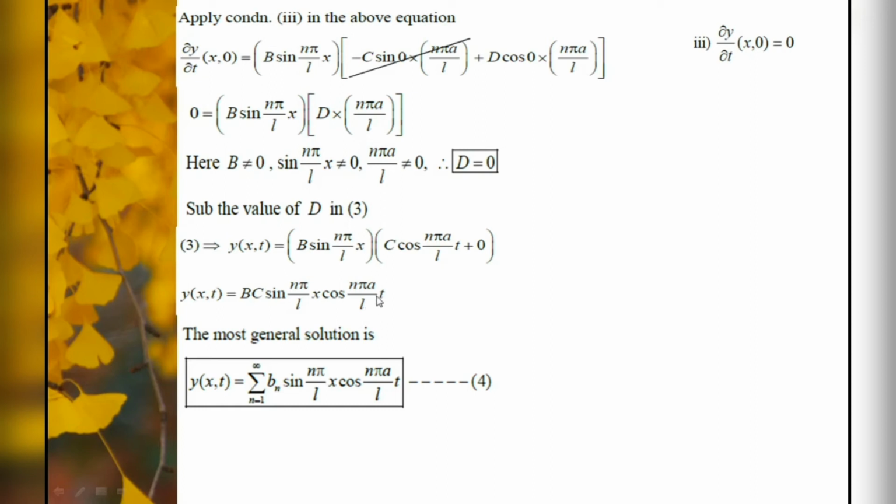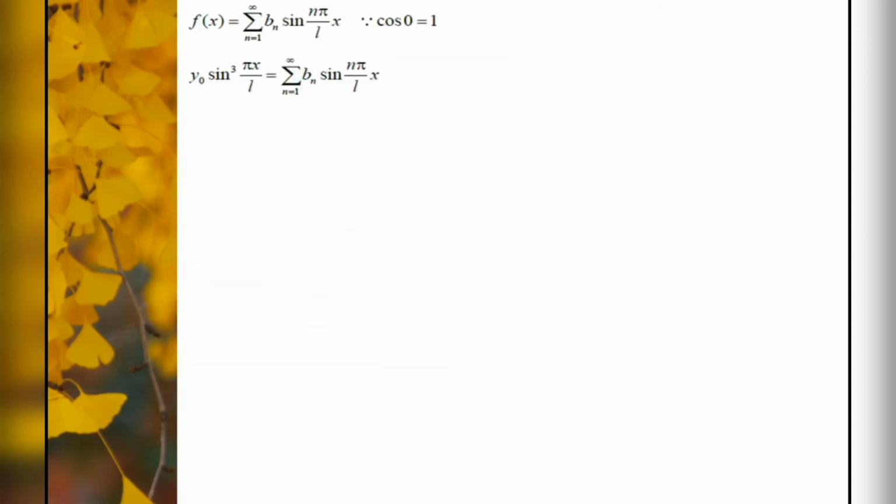See, by the superposition principle, we can write the most general solution as y of x comma t equal to summation n equal to 1 to infinity bn sin n pi x by L into cos n pi at by L. Now, we are to apply the fourth condition. Fourth condition is nothing but the initial displacement, which is given in our problem. That is y of x comma 0 equal to f of x, and f of x is nothing but our y naught into sin q pi x by L.